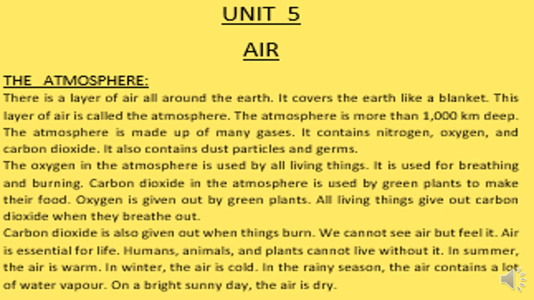Now, what is atmosphere? There is a layer of air all around the earth. The earth on which we live has a layer of air, and this layer of air has covered the earth like a blanket. The layer of air which has covered the earth like a blanket is called atmosphere. The atmosphere is more than 1000 kilometers deep.